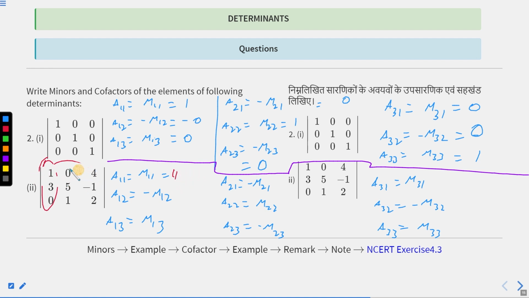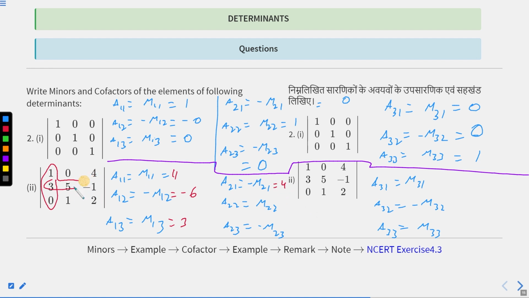Okay, 11. Simple. Now eliminate first row, second column. So 6 minus 0 means minus of 6. Okay. Now eliminate first row, third column. 3 minus 0 means just 3. Okay. Now this will be minus of eliminate second row, first column. Okay, second row, first column. 0 minus 4. Minus of minus 4 will give you +4.